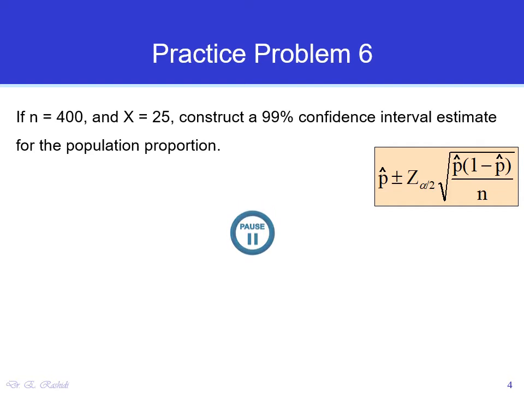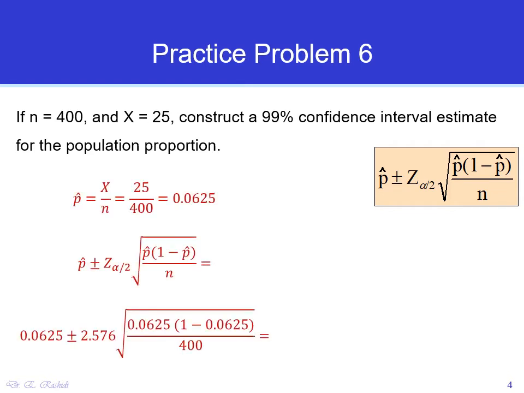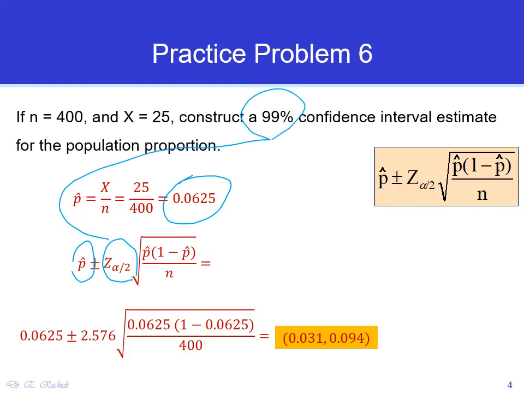All right, so let's see the solution. So first we need to find P hat. P hat is X divided by N, so that would be 25 divided by 400, and that's equal to 0.0625. So that's P hat. Next, we need to find the critical value Z of alpha over 2 for 99%.